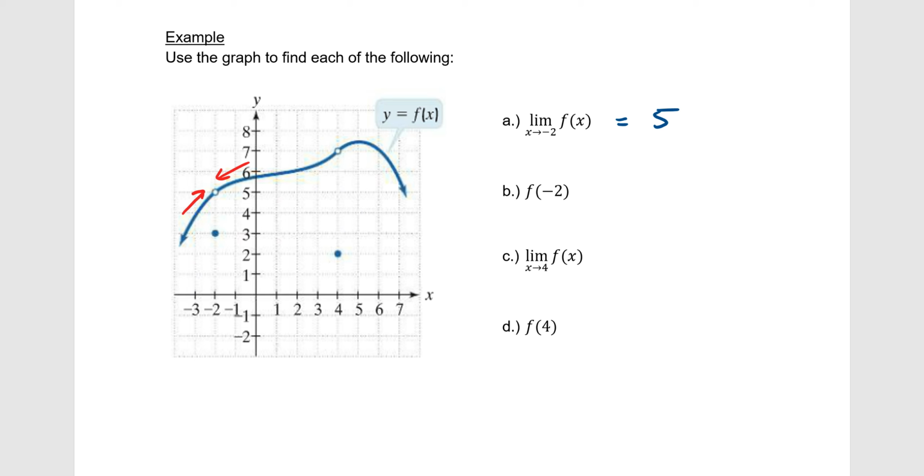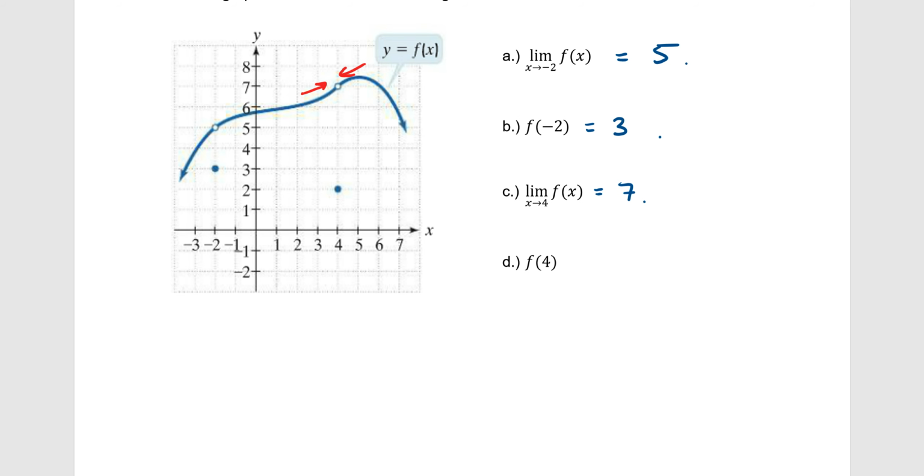Now for b, let's actually evaluate f of negative 2. f of negative 2 is filled in down here, so that is actually a value of 3 for that one. Okay, next let's find the limit as x approaches 4. So here's 4 down here, and the limit as x approaches 4 is going to be a y value of 7. And f of 4 is the filled in circle. That gives us 2. Okay, so you can see how having a hole can affect these limits and the function values being equal to each other.